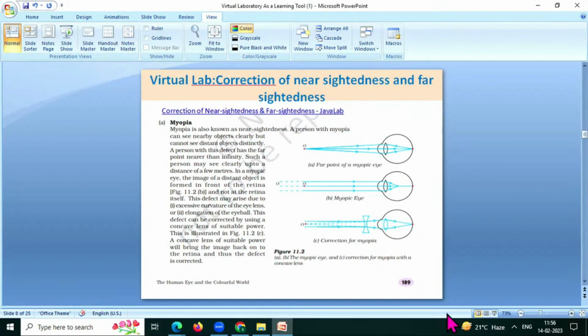Say we have to study the correction of nearsightedness and farsightedness. This is a textbook example given. It is important to learn to draw the diagram also, but at the same time we just observed that when a concave lens is used, nearsightedness is corrected, or a convex lens is used. If students learn by doing, by selecting the lens themselves, it can be very, very helpful. So, teachers can just map those concepts which are available in the virtual lab.